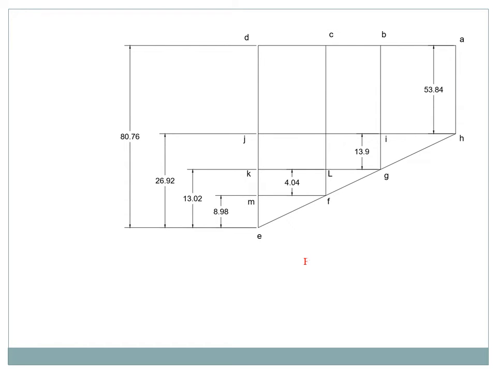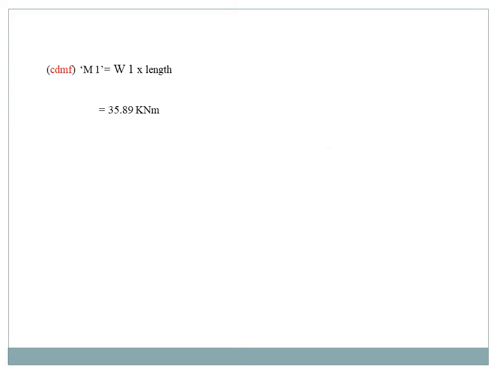The next, see that FME or MFE triangle portion. So we know the triangle formula 1 by 2 into BH. Apply the values, W2 is equal to 1 by 2 B into H. B is equal to 1 meter, then H is equal to 8.98. So we got 4.49 kilonewton.